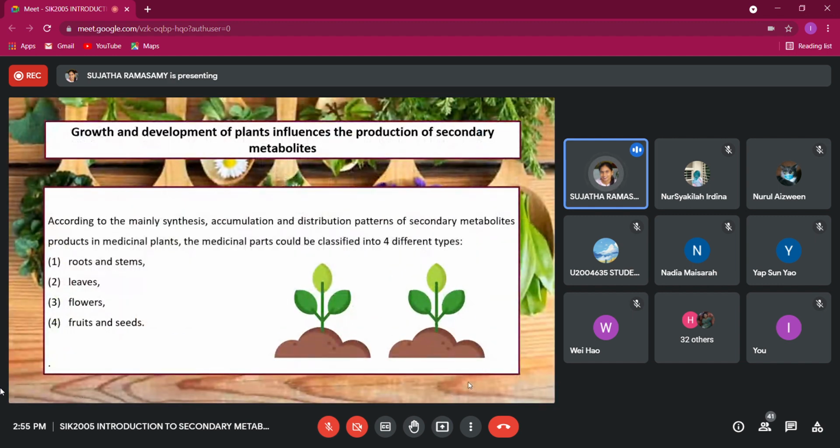Okay, so when we talk about secondary metabolites, it is actually being produced in different parts of plant. But definitely the numbers or the intensity or the concentration of these secondary metabolites is different from each part to each part. Okay.